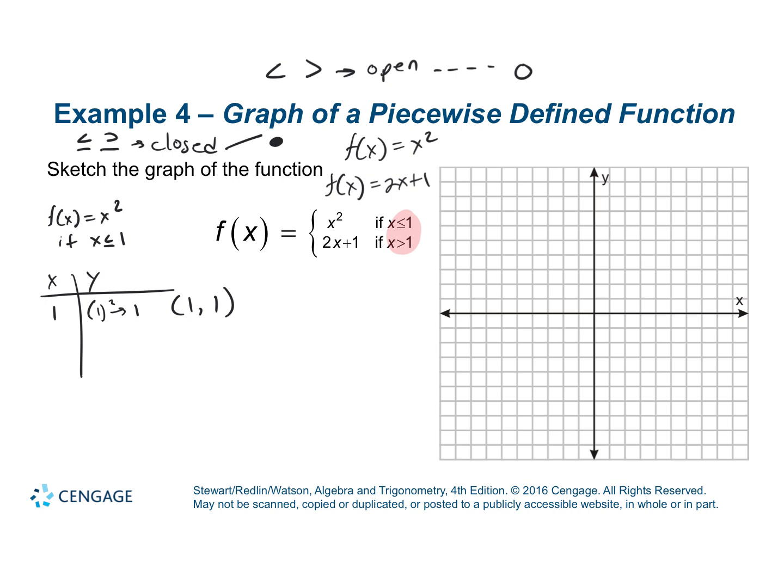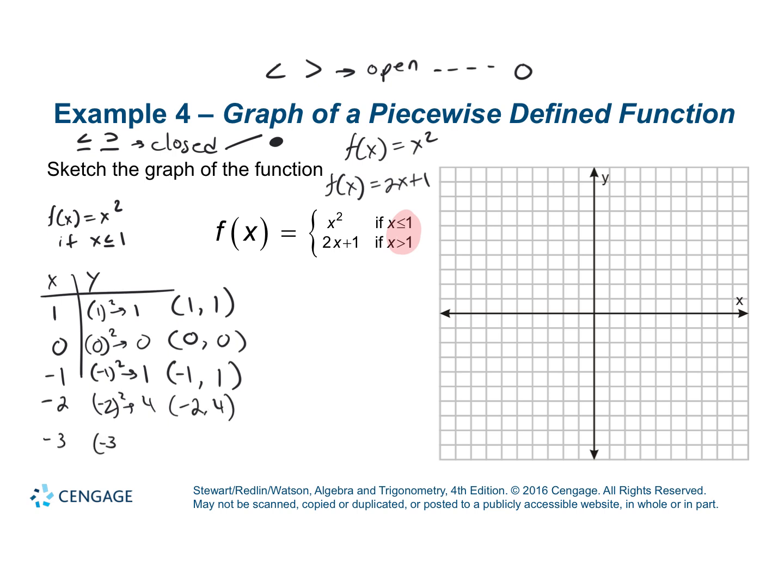Since I'm doing less than, I'm going to do 0. 0 squared gives me 0, so we're left with (0, 0). Then we have -1. When we plug in -1 squared, that means it's positive 1, so we have (-1, 1). I'm going to do a few more points, -2. -2 squared is 4, so we get (-2, 4). I'm just going to do one more point. -3 squared gives us 9, so we're left with (-3, 9).